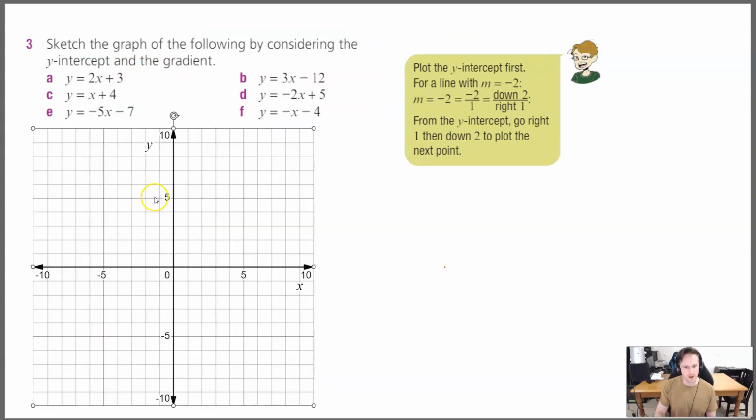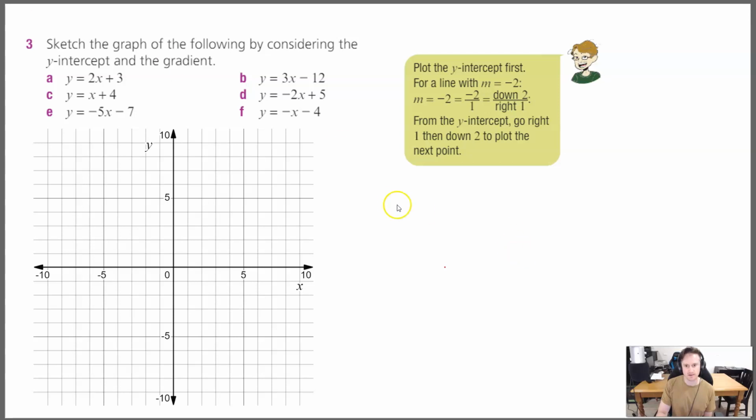Okay, so I'll get my grid line up here. Now, with these questions, you can do multiple questions on the same set of axes. So don't draw a new set of axes for each question, just do multiple lines on the same one. So for A, I just want to get the slope and the y-intercept, because those are the important two things that I need to draw my line. So the slope is 2 and the y-intercept is 3, just like we did in the previous question.